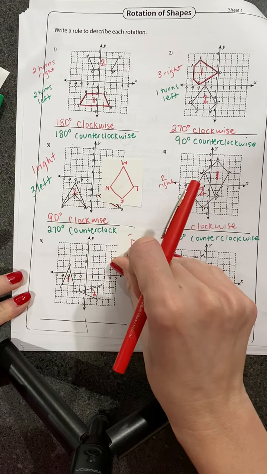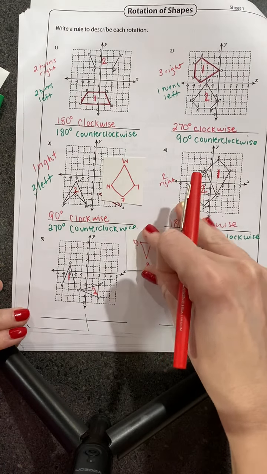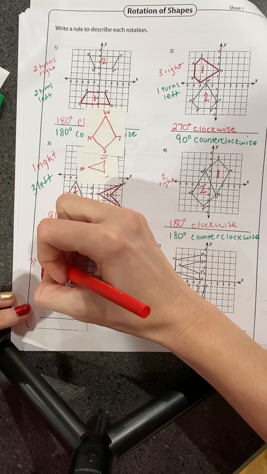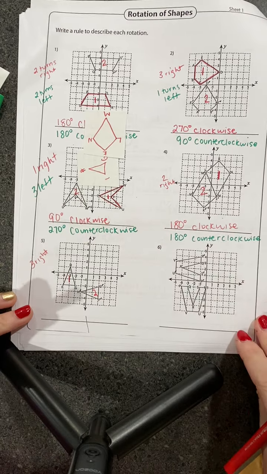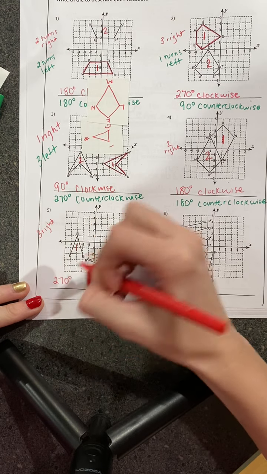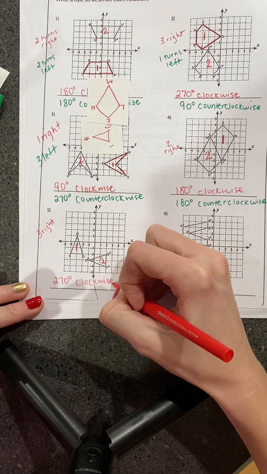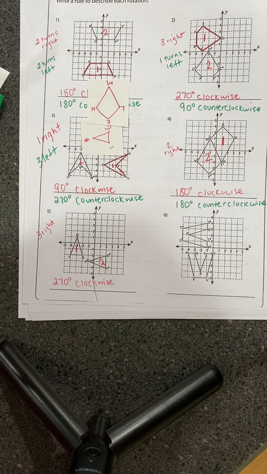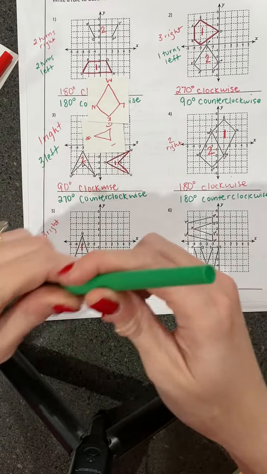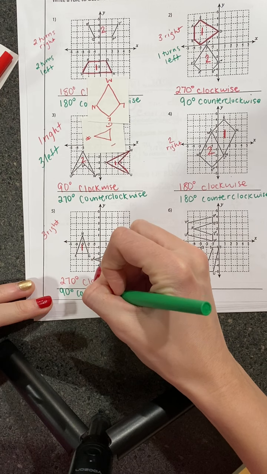So we're going to go 1 turn to the right. That's not good. 2 turns. Nope. And then 3 turns is where it matches up. So we go 3 to the right. 3 turns to the right means it's 270 degrees, and to the right is clockwise. Now, we learned that it's opposite. So 270 degrees clockwise is the same as 90 degrees counterclockwise.